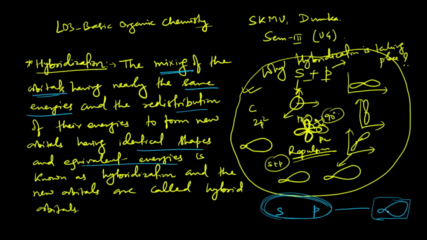That's what I'm telling. If 1s and 3p are mixing, then it will be 4 sp3 hybrid orbitals. Like this, 4 orbitals will be there. So all the 4 orbitals will be of identical shape and will have equivalent energies. This is known as hybridization, and the new orbitals are called hybrid orbitals. So this orbital we call hybrid orbital. Correct? Got it? So we'll just write it down next.